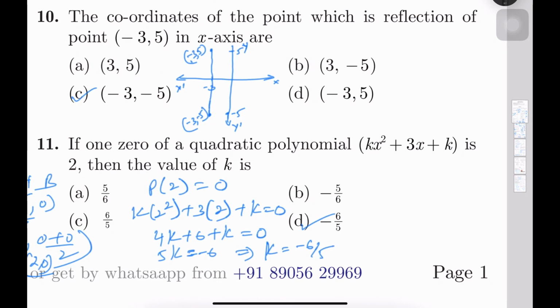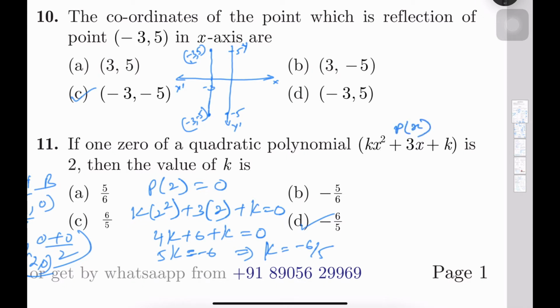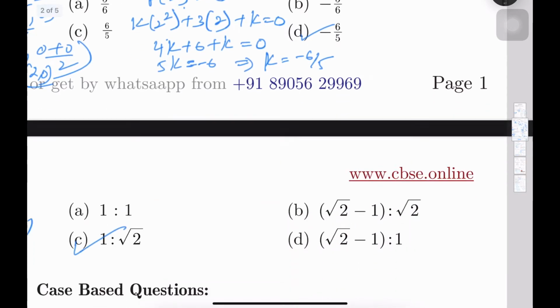Next, in the 11th one, if 1 zero of the quadratic polynomial kx square plus 3x plus k is 2, then the value of k is. So now here we are told that one zero of this quadratic polynomial is 2, so p of 2 is equal to 0. This is p of x which is given to us, so in the place of x we put 2. So p of 2 is equal to 0. Just put the value of 2 into this, and you're getting k into 2 square plus 3 into 2 plus k is equal to 0. So 4k plus 6 plus k is equal to 0. So you're getting 5k is equal to minus 6, or k is equal to minus 6 by 5. Therefore D is the option.